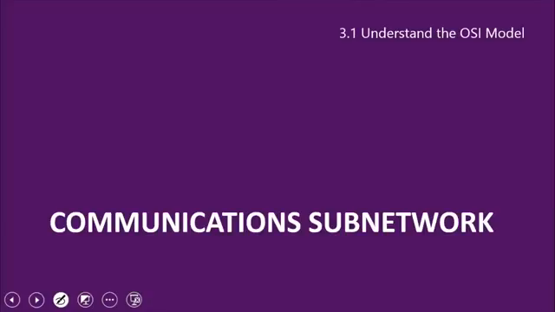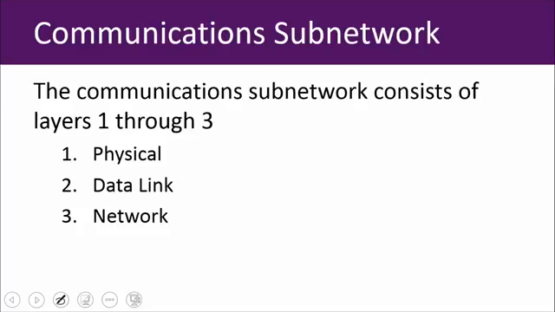All right, let's go back to the presentation. Let's talk about the first 3 layers, the communications subnetwork. The communications subnetwork is made up of the physical layer, the data link layer, and also the network layer. So this is the bottom. It's the seedy underworld that makes up the internet, if you will.